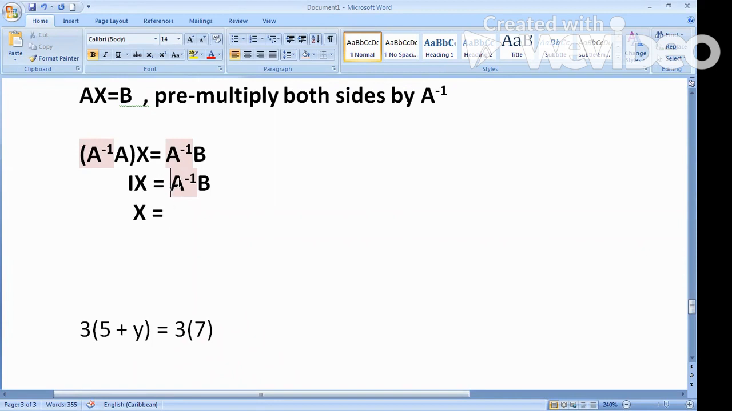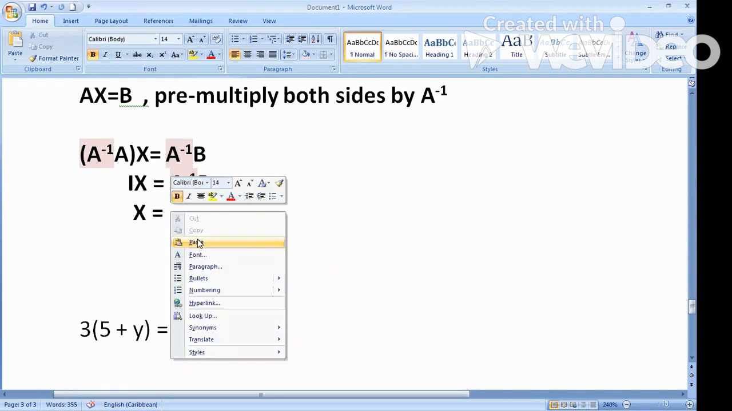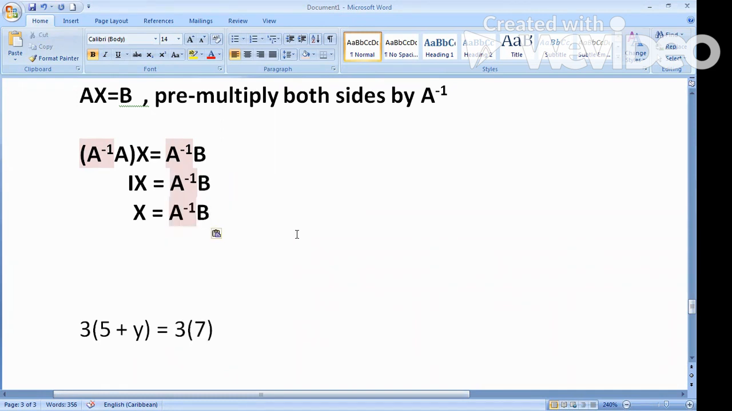So basically, we end up with this thing here. That's the answer. Once you have A inverse B, X is equal to A inverse B. That is our answer. That is the matrix method.